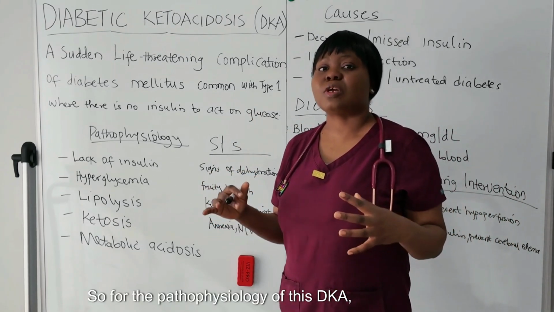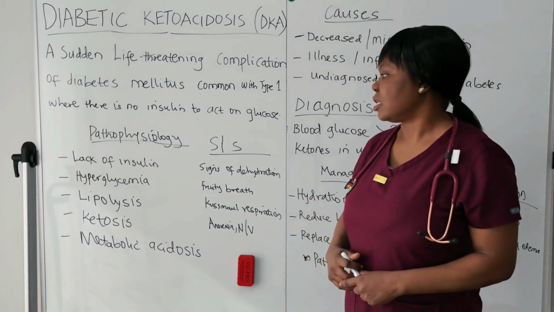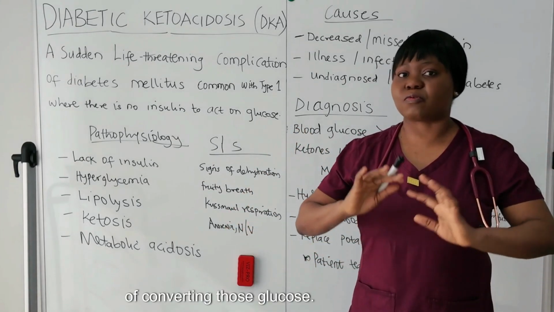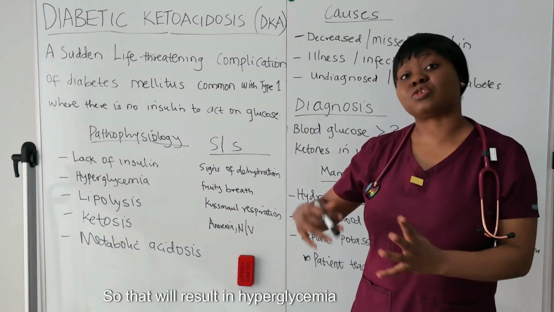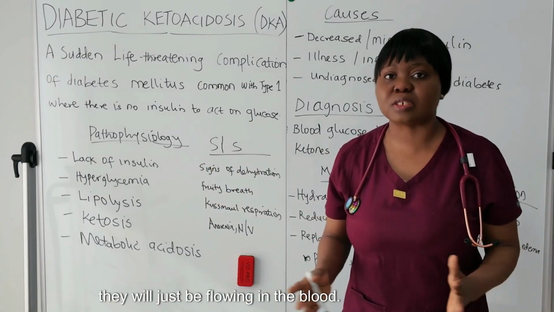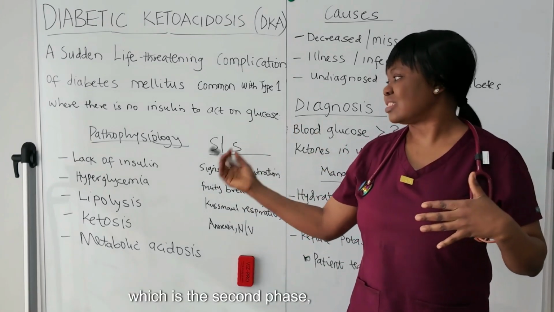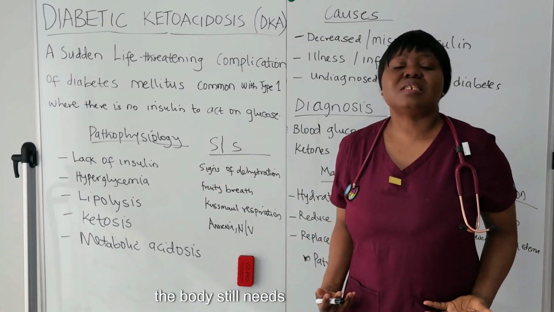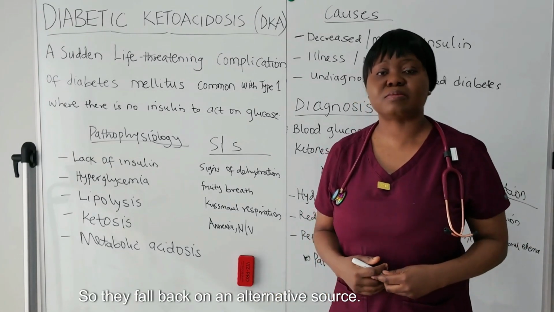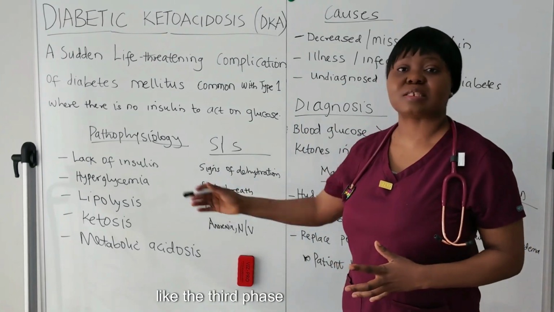For the pathophysiology of this DKA, I break it down into 5 phases. The first one is lack of insulin. Like I said, there is no insulin to do the work of converting the glucose. That results in hyperglycemia, because the glucose just flows in the blood. And when the glucose is high and flowing in the blood, which is the second phase, the body still needs glucose. They need energy. So they fall back on an alternative source.